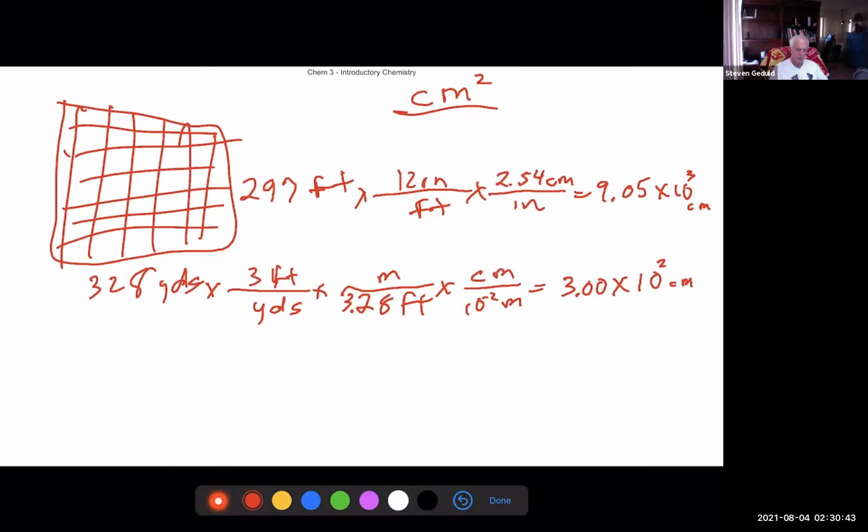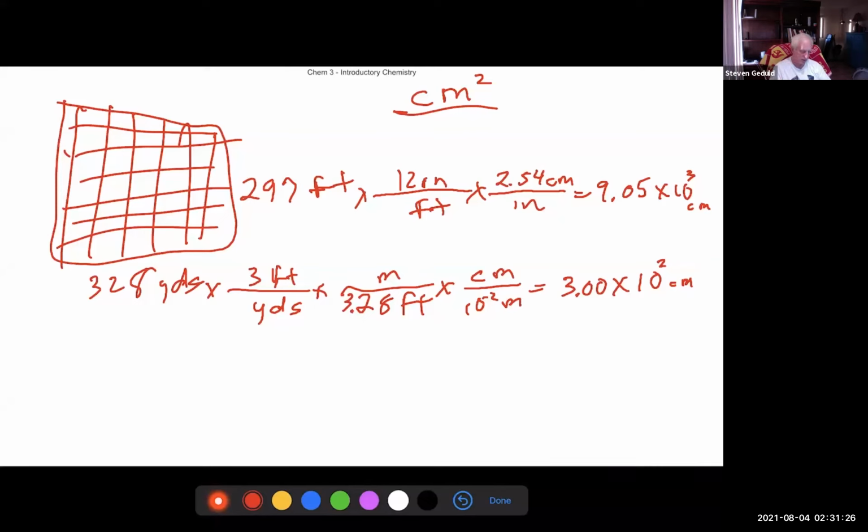I'm trying to think, that looks right. So let me just check that again. 297 times 12 times 2.54 is 9.05 times 10 to the 3. Yep. And yards: 3 feet in the yard, 3.28 feet in the meter, and centimeters, 10 to the minus 2 meters.